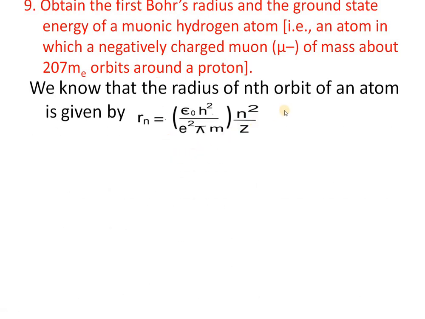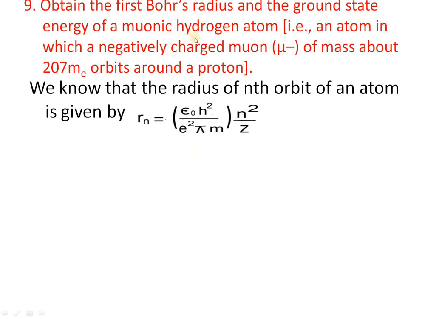Now as we know, the radius of the orbit of an atom is given by Rn equal to epsilon naught h square divided by pi m e square, times n square by Z. This is the general formula for calculation of the radius of the nth orbit of any atom. Z is the atomic number, n is the principal quantum number. Epsilon naught, h, e, pi, and m are all constants.